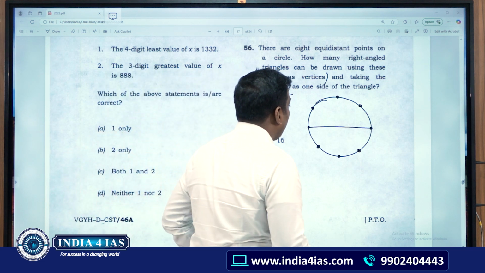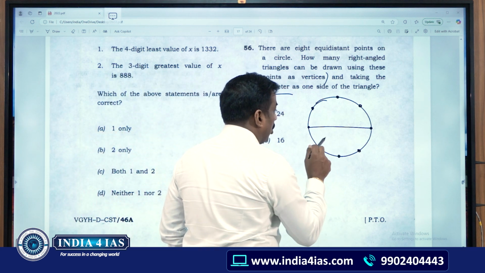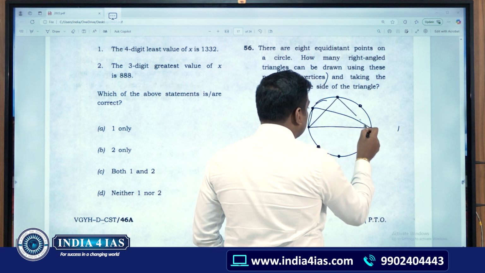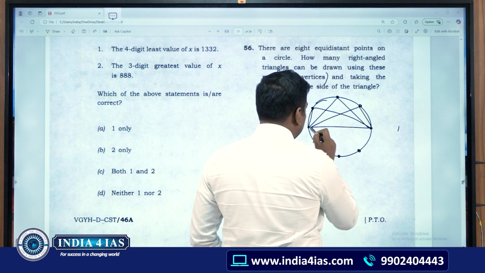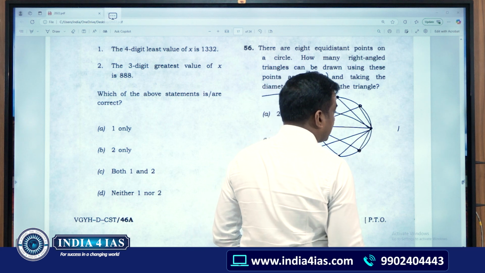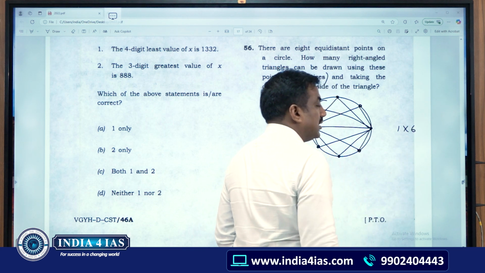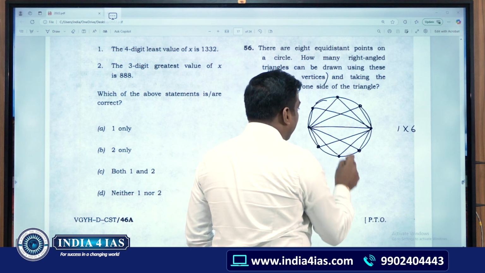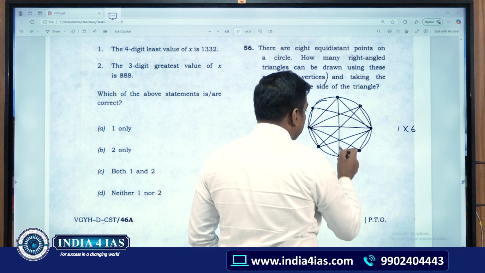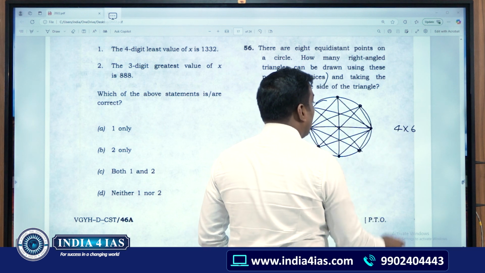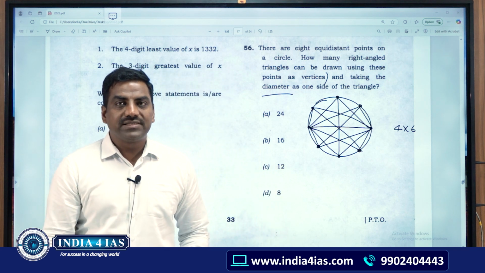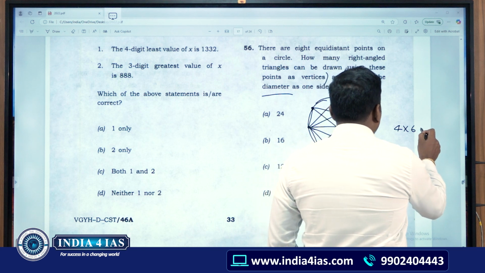Now, how many triangles can I draw with this particular diameter? With this one diameter, this is one triangle, second, third, 4th, 5th and the 6th. So totally I can have 6 triangles with only one diameter. Like that I can take 4 different diameters. So 4 diameters, and on each diameter 6 different triangles. So 4 times 6 is 24, the answer.